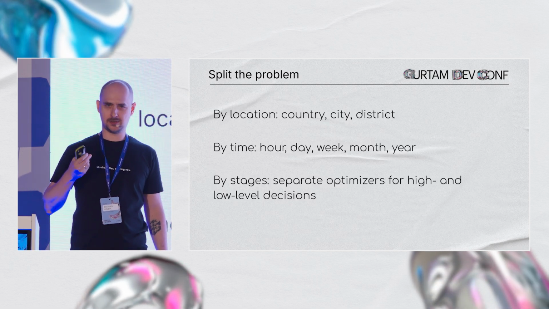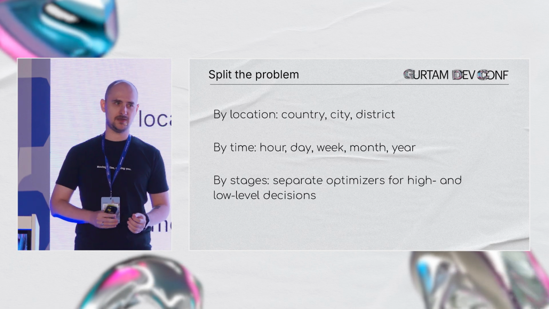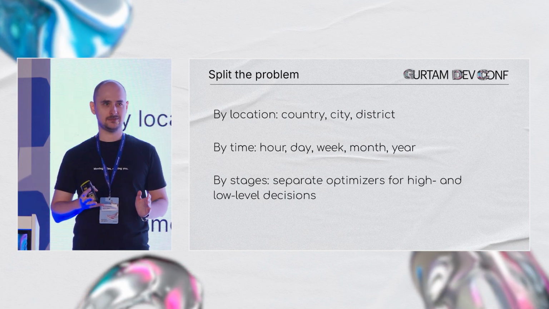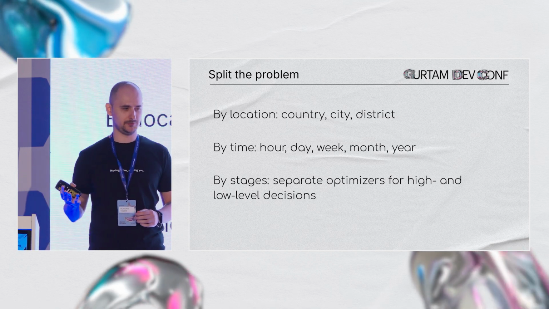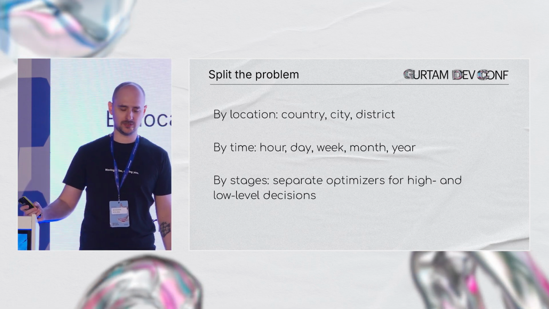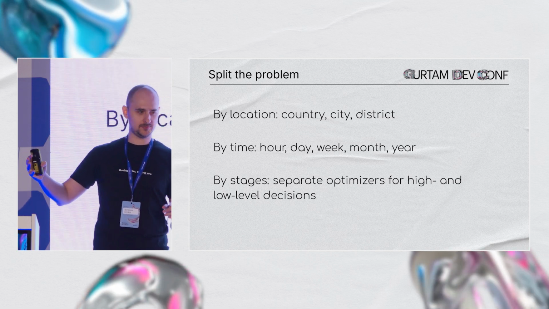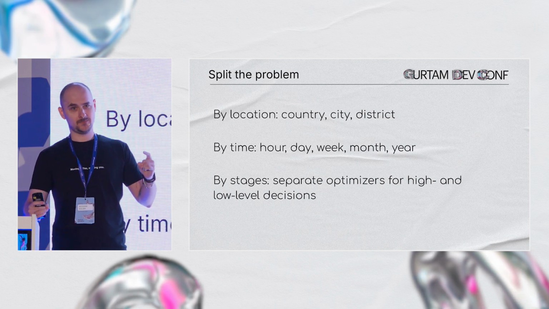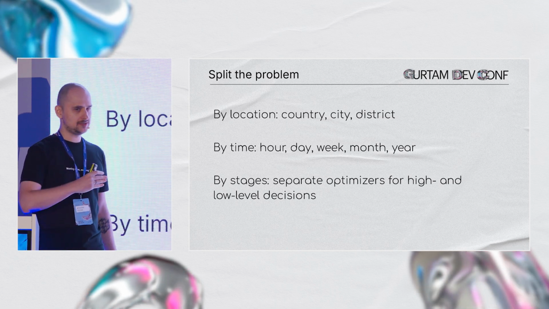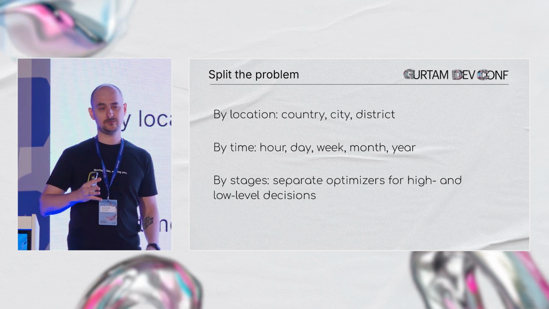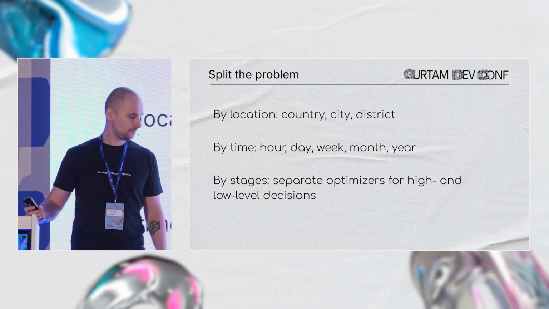Another way is to split the problem. If we know that our calculation time grows very fast with the input size, it means that solving multiple smaller problems is much better than solving one combined problem. And for this, you need to look at your business problem to see how you can split it into hopefully independent sub-problems. Usually it's something like by location. You don't need to optimize every city in one problem. Or by time, especially if you have something like service hours. It means everything that goes in different days is independent.